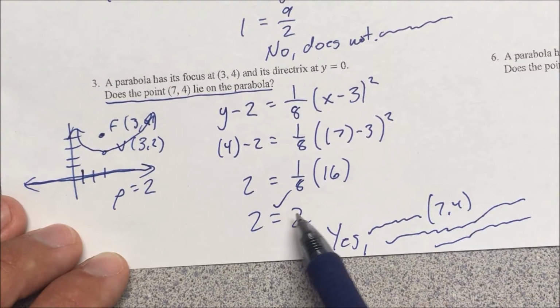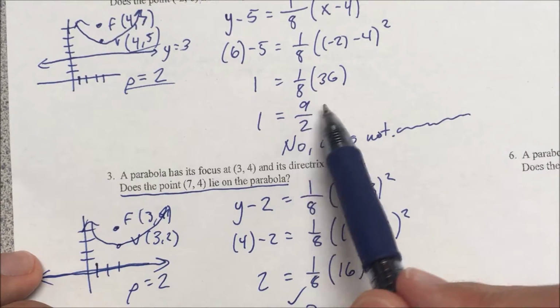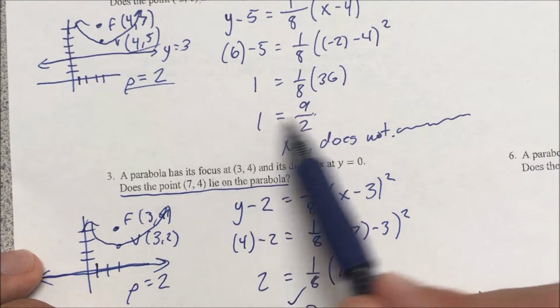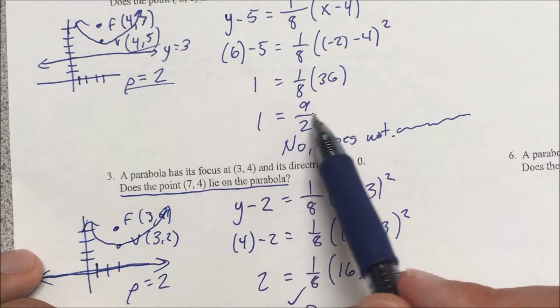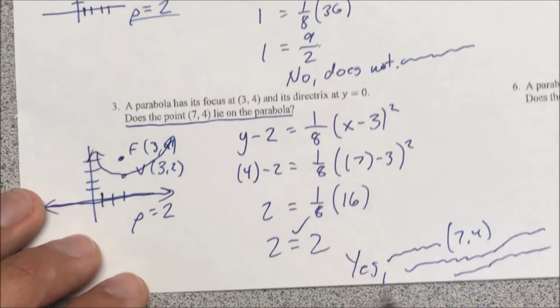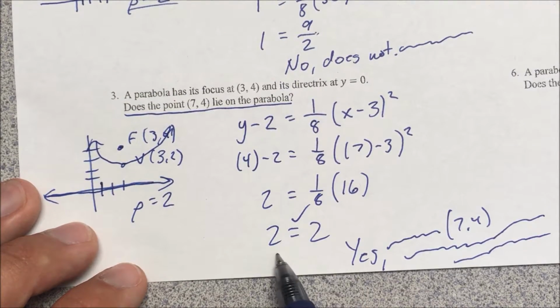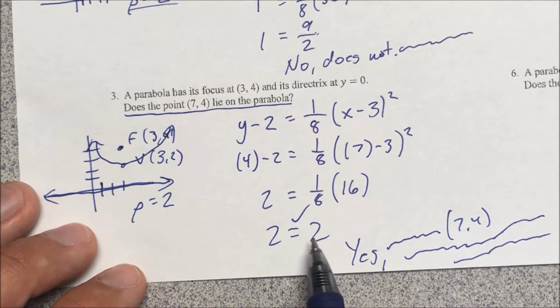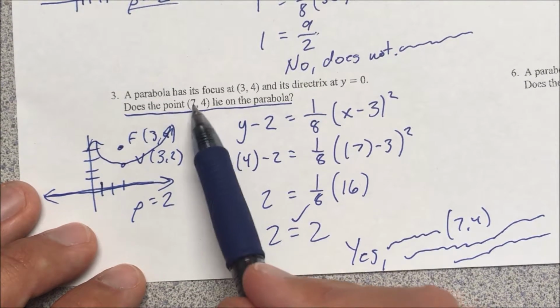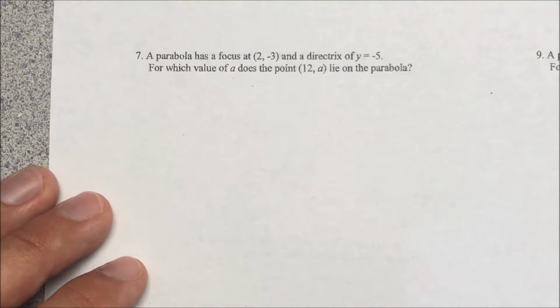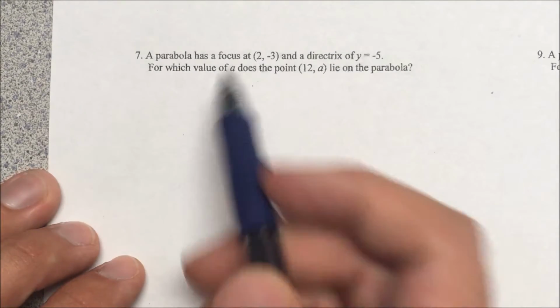If we get something like we did up here, we got 1 equals 9 over 2, anything that is not equal to each other, it's not going to lie on a parabola. When we have things that are perfect down here, like if it said 5 equals 5, or 10 equals 10, or even like negative 16 equals negative 16, then in those cases, that point will lie on the parabola. This is just a little bit different style of problem. It's going to be very similar. The first part's very similar.